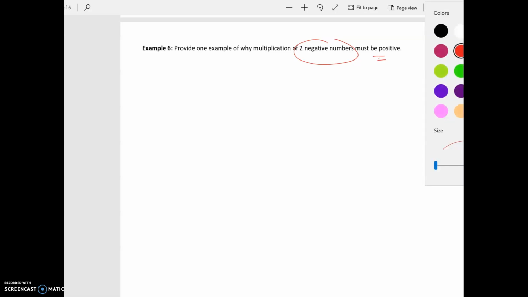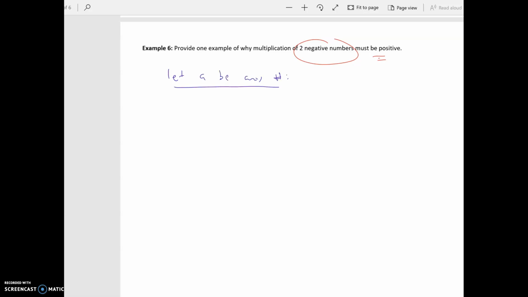Before we jump into the example, I'm going to use the following property. Let A be any number. The property deals with the multiplication of 0. So A times 0 is equal to 0, regardless of what A happens to be.